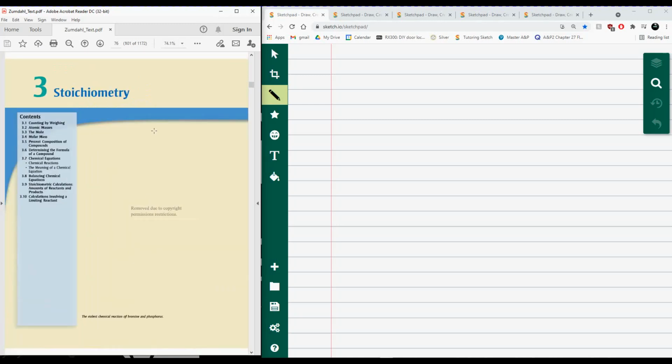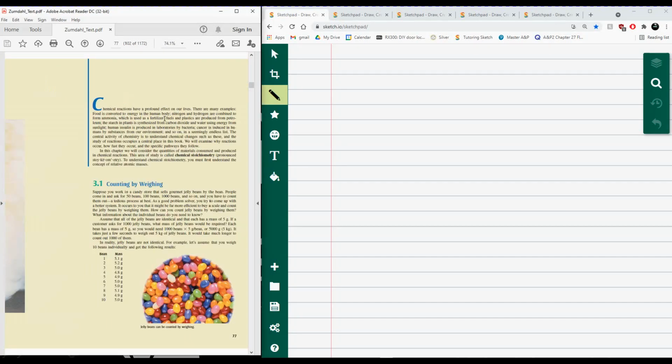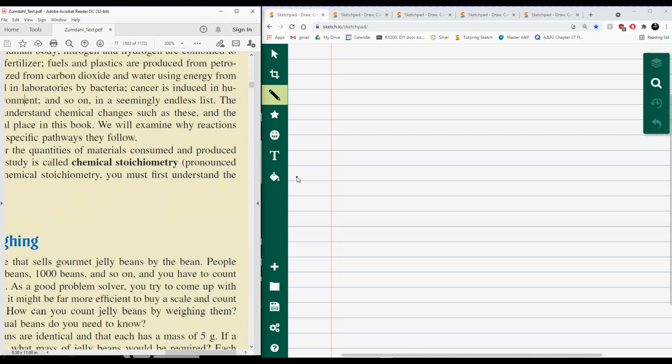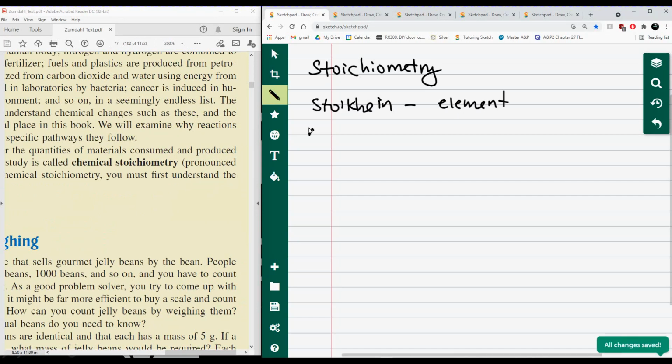So we'll start off with 3.1, which involves how to measure masses of chemicals. On the next page, we have an introductory paragraph in which we learn this new word, stoichiometry. Stoichiometry comes from the Greek word stoichon, which means element, and metron, which means to measure.